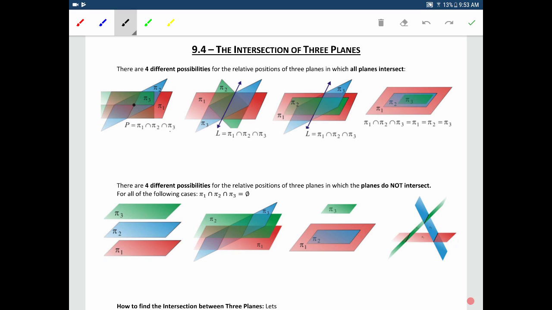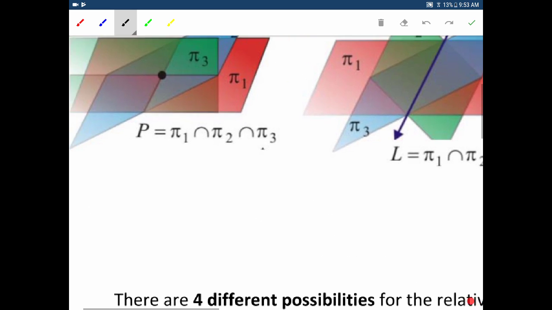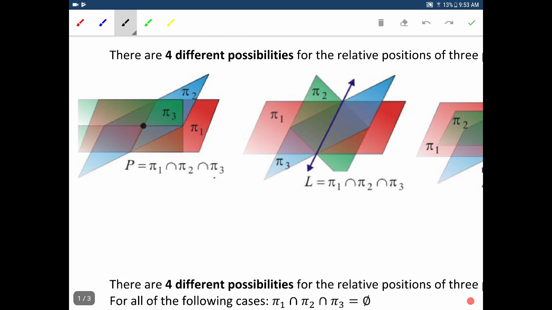Hey guys, today we're going to take a look at the intersection of three planes. There are several possibilities here. In fact, there are 8. We're going to look at each one fairly quickly, to be honest. First we're going to look at the possibilities where they do intersect.